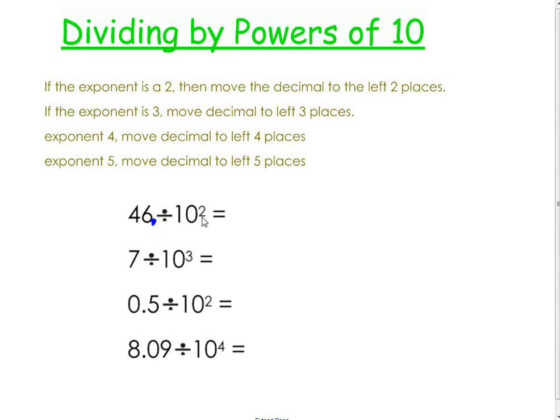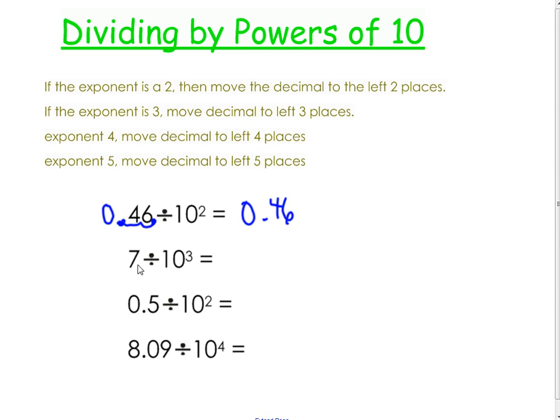And the 2 indicates we need to move the decimal 2 places. And since we're dividing, it's going to go to the left. So we're going to move it to the left 1, 2, and that's our new place for the decimal. And since there's nothing in the ones place, we need to put a 0 placeholder. So 46 divided by 10 squared is 0 and 46 hundredths.